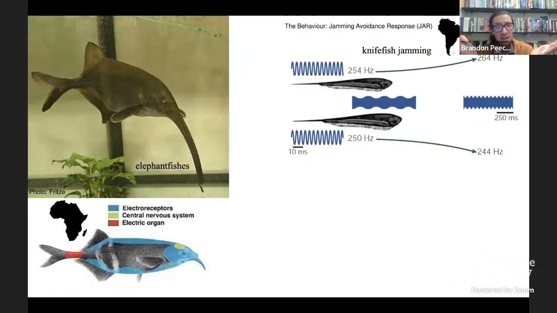Elephant fishes are a kind of fish in Africa. And so knife fish are electrical and they're in places like the Amazon. Over on the left, elephant fishes are electrical and they're in rivers like the Congo River. And so you can see these elephant fish have electrosensors, electroreceptors all over their bodies for sensing electricity. The actual organ they have is in their tail.